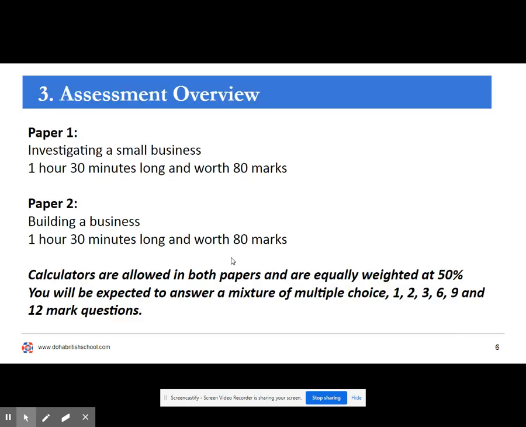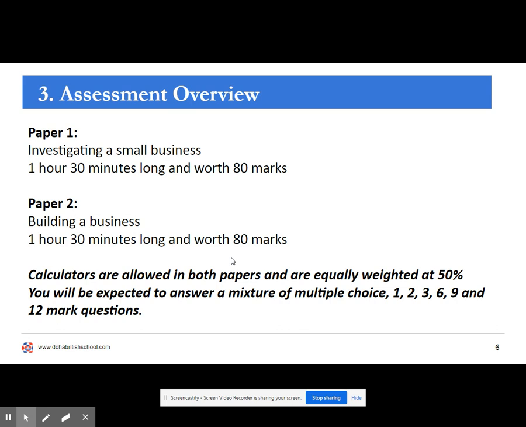Assessment overview. There will be 2 papers at the end of Year 11. In Paper 1, we will look at investigating a small business. It will be an hour and a half long and worth 80 marks. Paper 2 will look at building a business. This will be more likely to be a large business or one that you will recognise. Again, the paper is an hour and a half long and worth 80 marks. Calculators are allowed in both papers and are equally weighted at 50%.